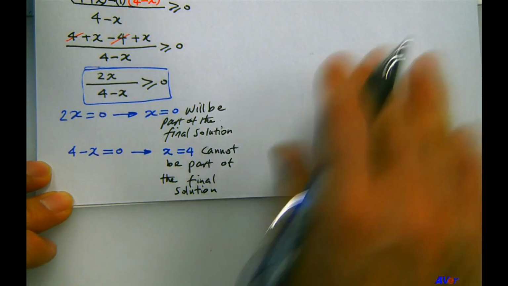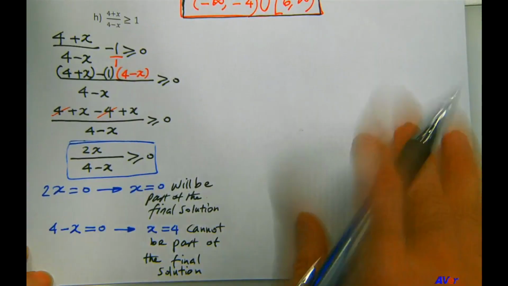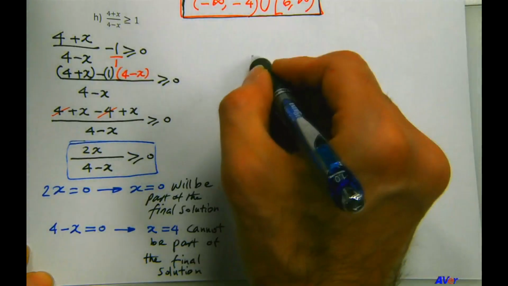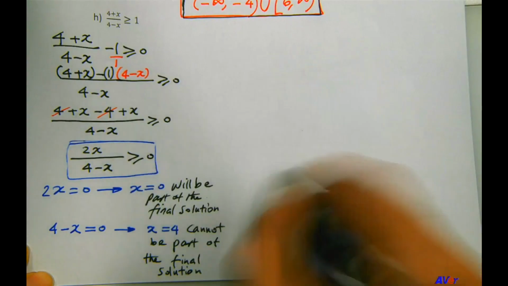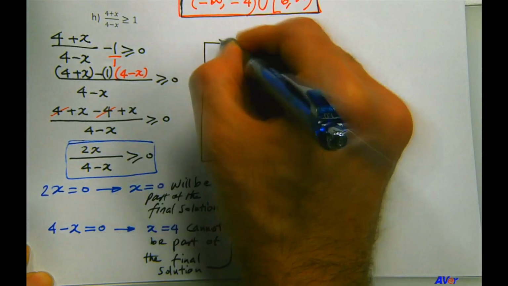Okay. Now that we know what the boundaries are, let's plot them and test a number in each region. So we are here, right there.